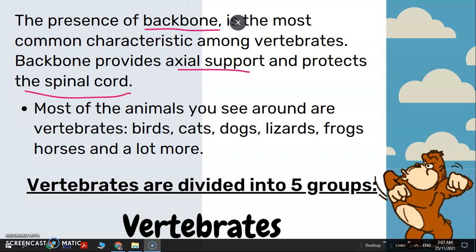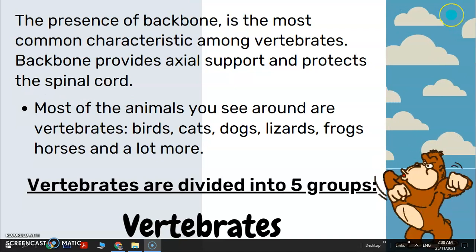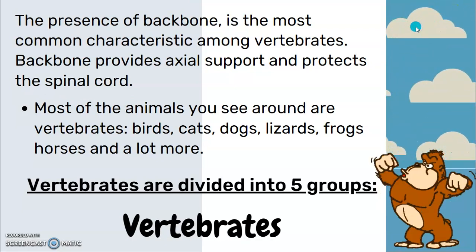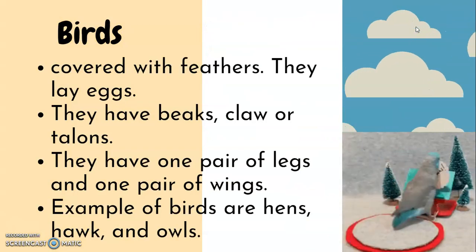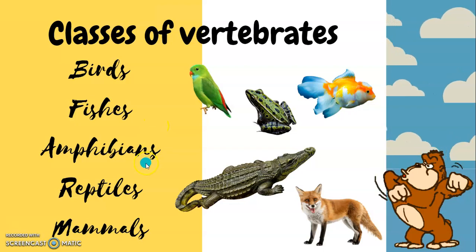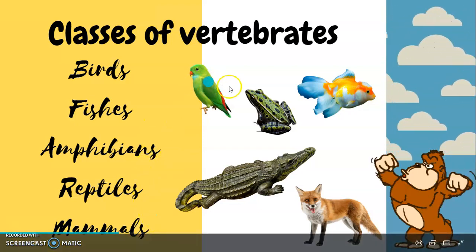So most of the animals you see around are vertebrates like birds, cats, dogs, lizards, frogs, horses, and a lot more. Vertebrates are divided into 5 groups. So ano-ano ba yung 5 groups na yon? So una, we have birds, fishes, amphibians, reptiles, and mammals.